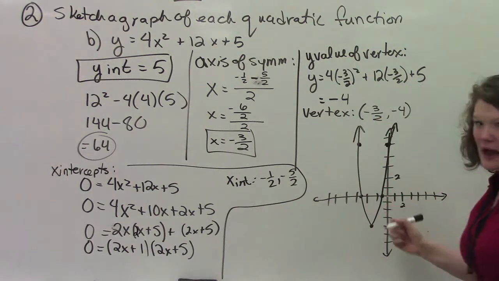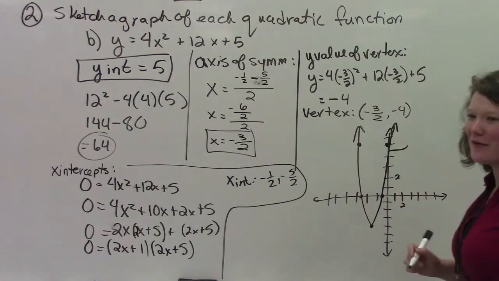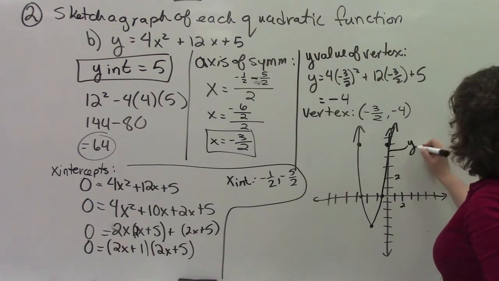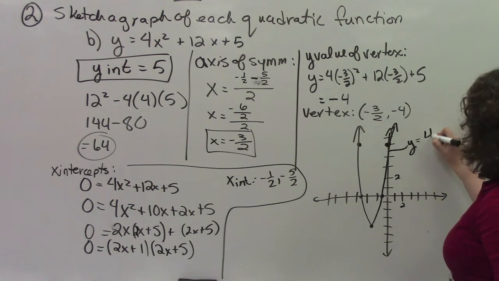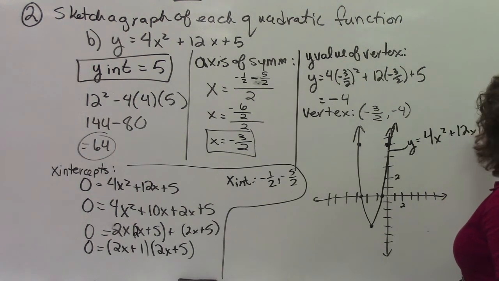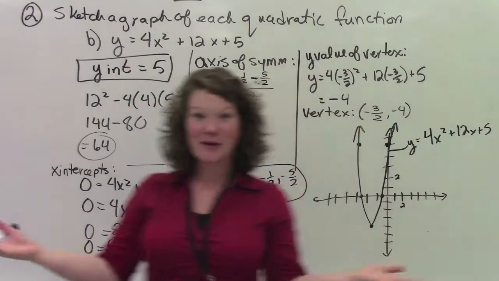And there we go, we have our equation. Sorry, we have our function, not equation. Because I'm a great math student, well, sometimes I'm a great math student, I'm going to label this 4x squared plus 12x plus 5. And we've made our sketch, we're done.